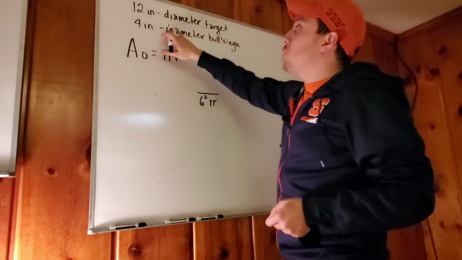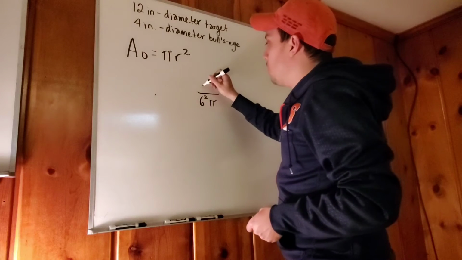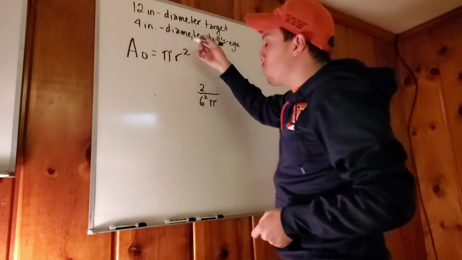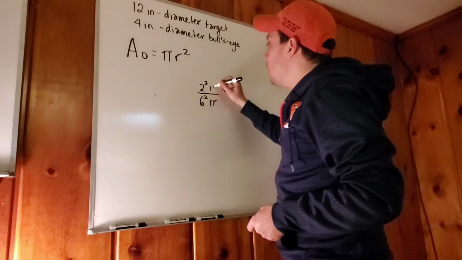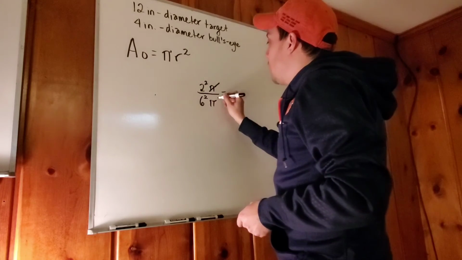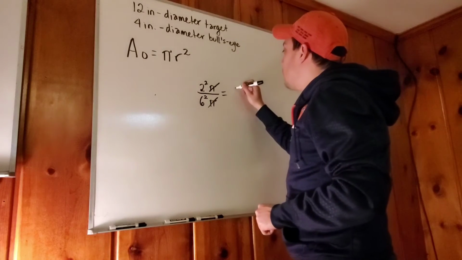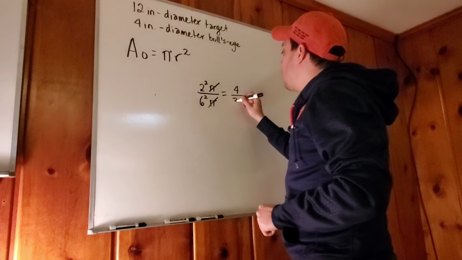And then the smaller bullseye is going to have a radius of 2, right? So the radius is 2, but to find the area, you have to square it. And so it's going to be 2 squared pi, right? And so when we have this, we are going to cancel out pi. You see, that's why it's so easy. And then we're going to get 4 over 36.